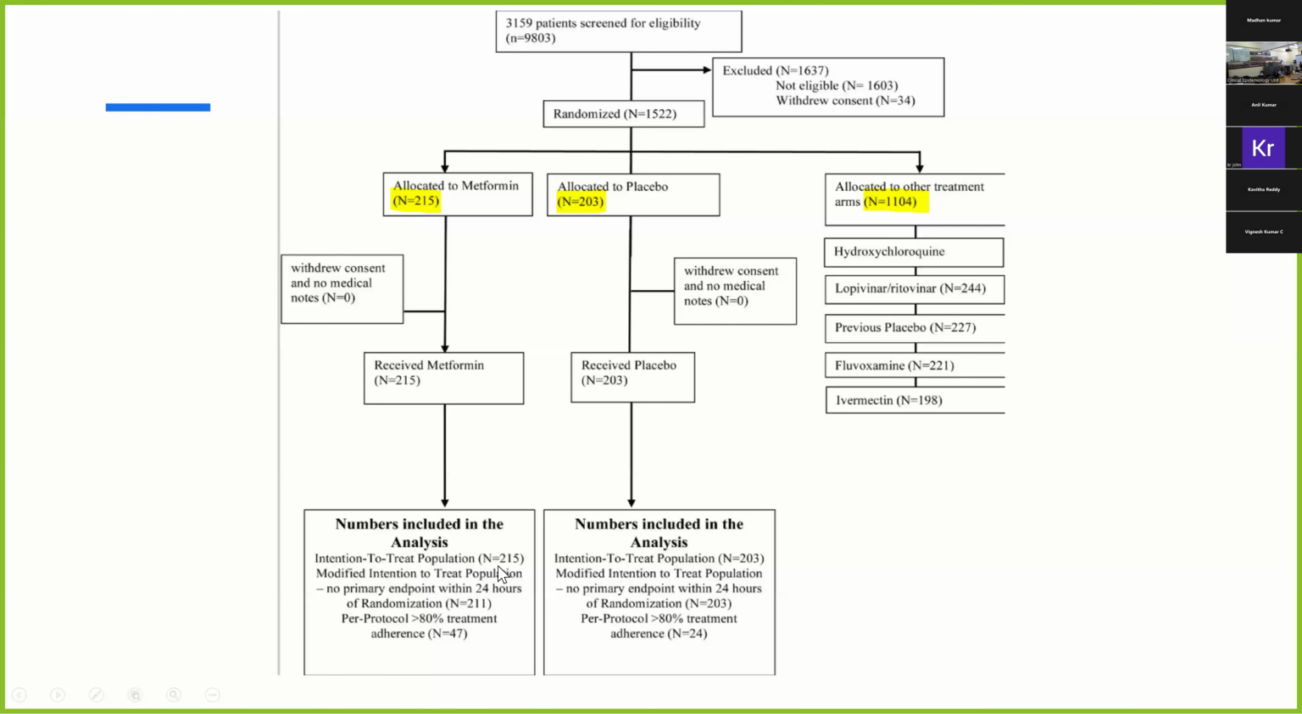So here we could see the intention to treat analysis had a number of 215. The modified intention to treat had a number of 211, and the per protocol group had a number of 47 in the metformin group. And in the placebo group, the numbers were 203, 203, and 24 respectively.